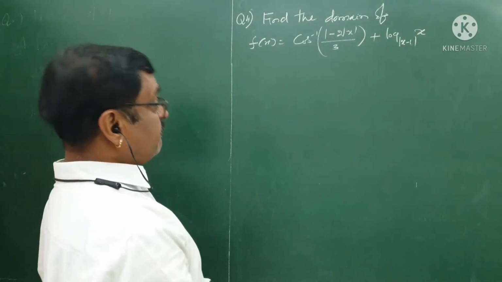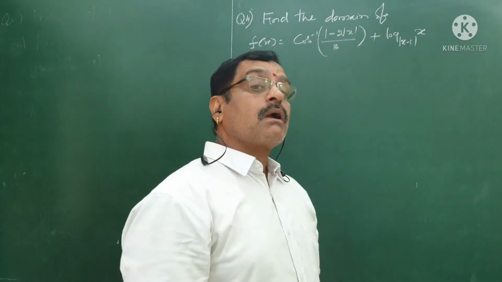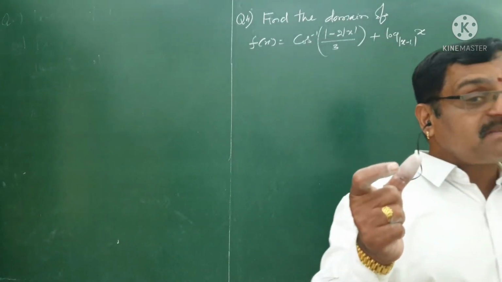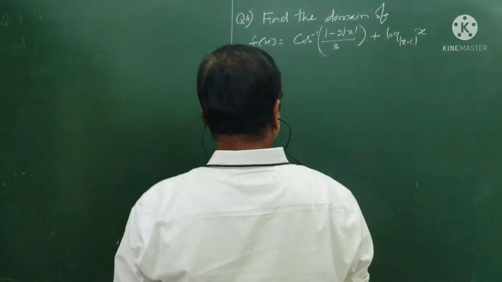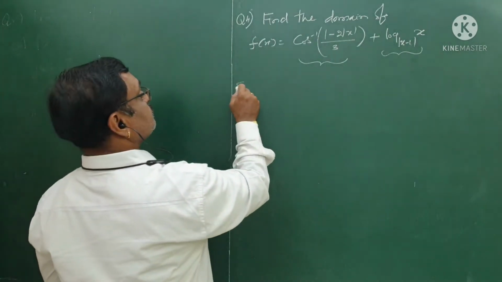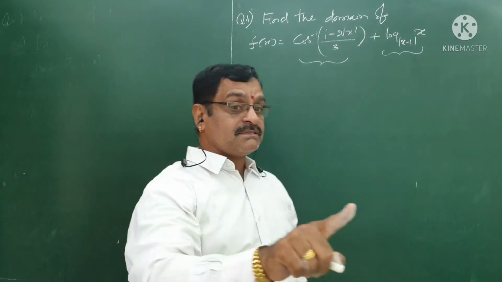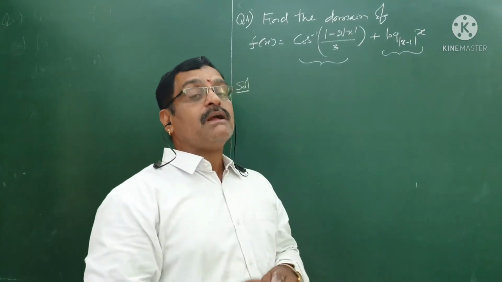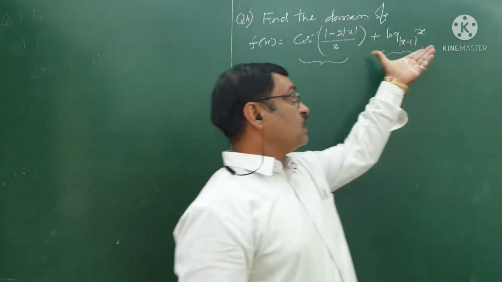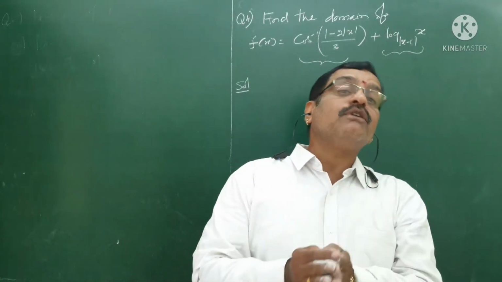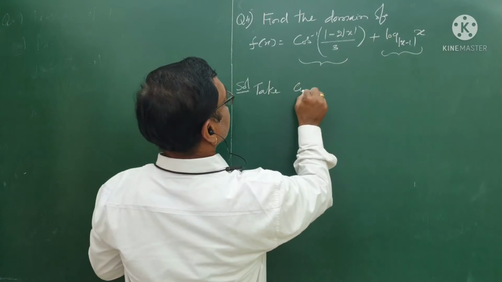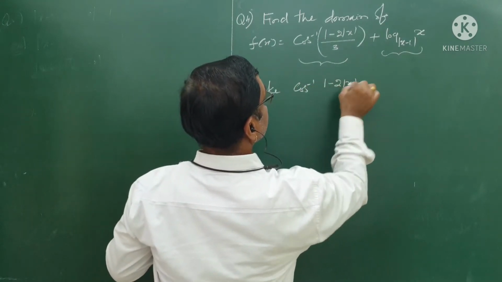The next problem is: find the domain of f of x is equal to cos inverse of 1 minus 2 mod x by 3 plus log x base mod x minus 1. So this function is again the sum of two functions. So, solution. When the function is the sum of two functions, then you have to find the domain individually, then take their intersection. So first we take the domain of this function, then the domain of this function, then we go for the intersection of those sets. Okay, now take cos inverse of 1 minus 2 mod x by 3.